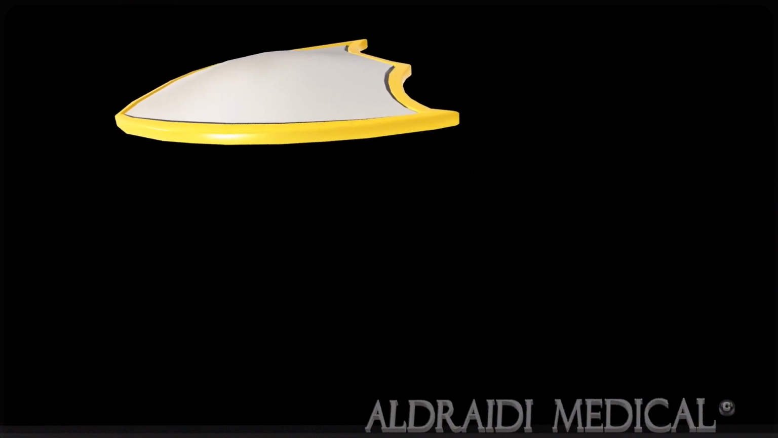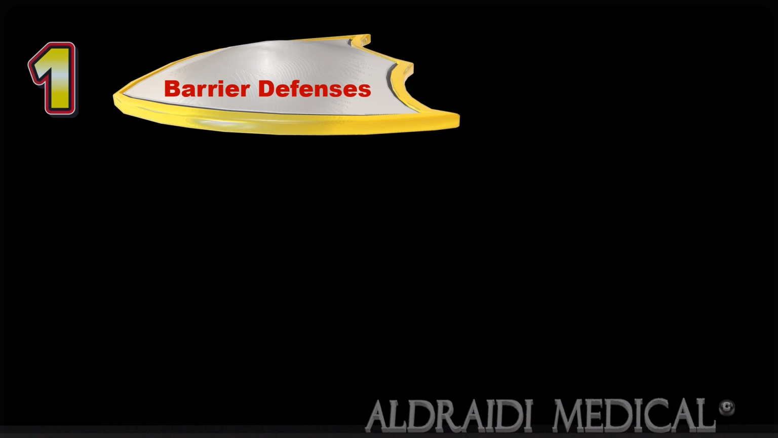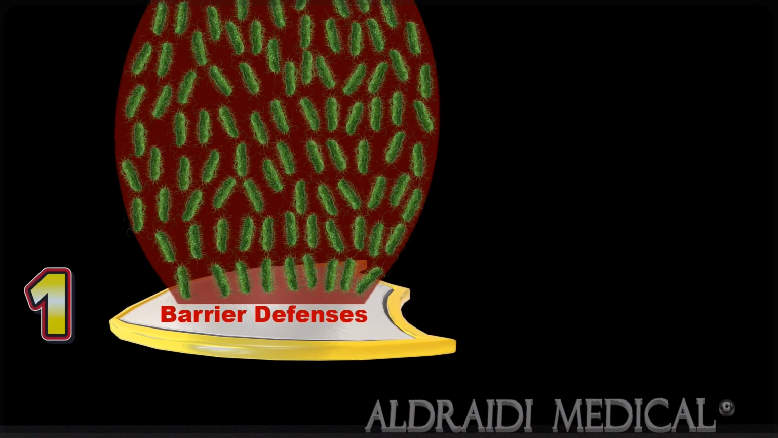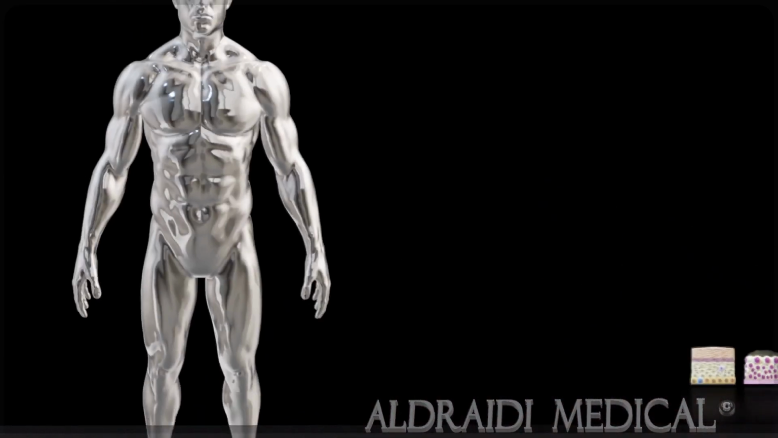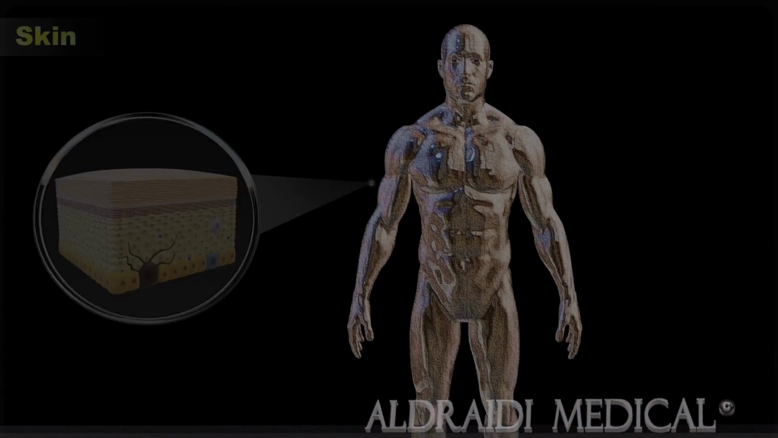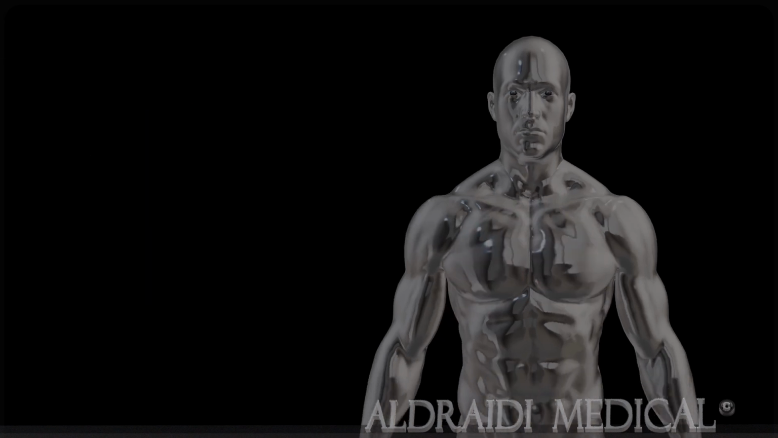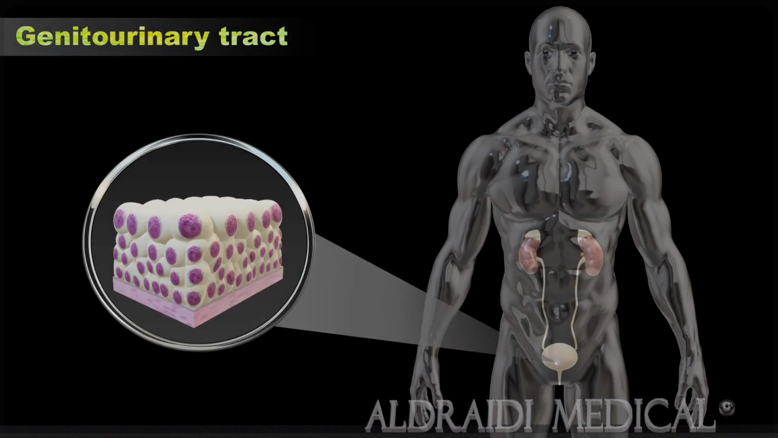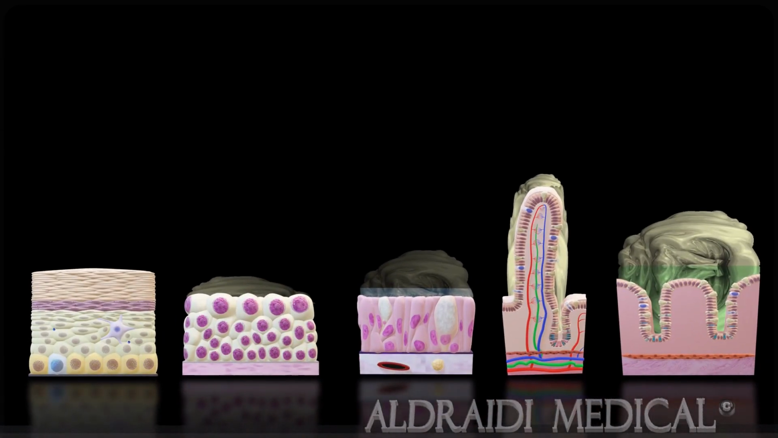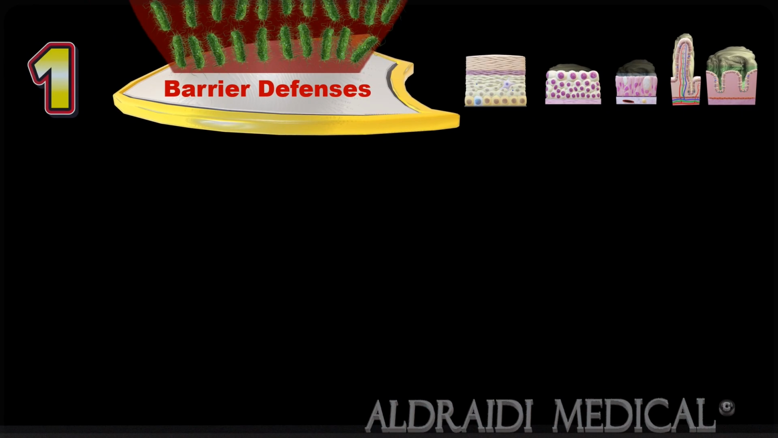The first line of defense is the barrier defenses, which protect us from the enormous amount of pathogens that are trying to invade our body's hospitable environment. This line of defense is represented by all our exposed surface epithelia, such as that of the skin, the respiratory tract, the gastrointestinal tract, and the urogenital tract, which altogether provide a critical barrier to the outside world. And a lot of pathogens actually are stopped by this barrier alone, without the need of additional assistance.